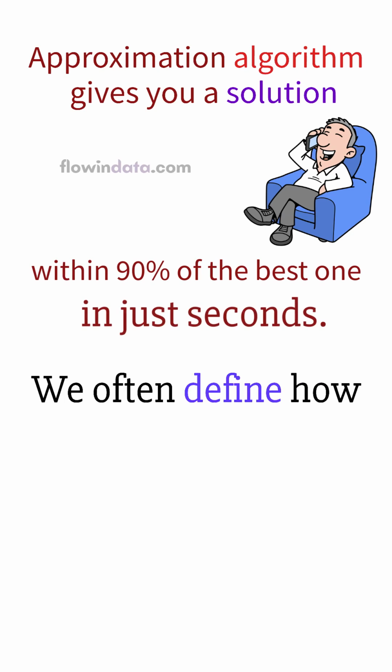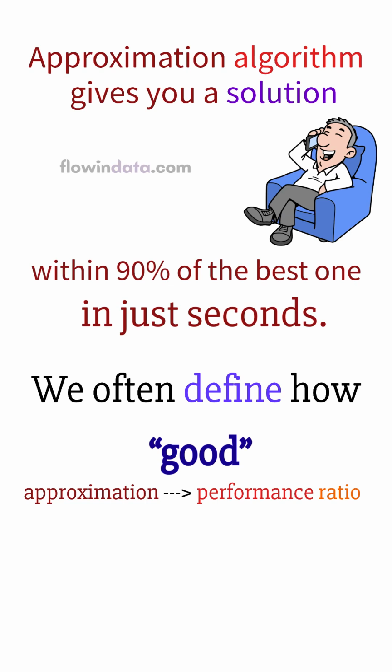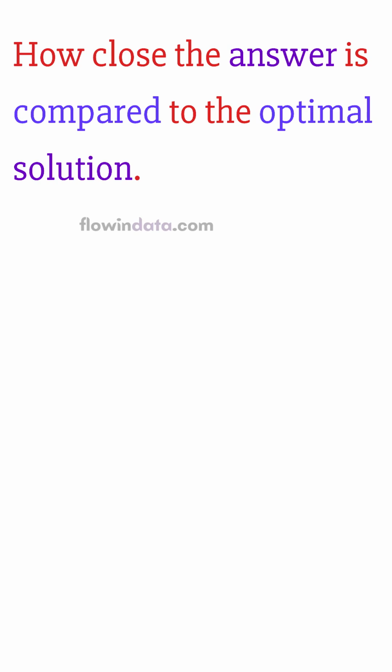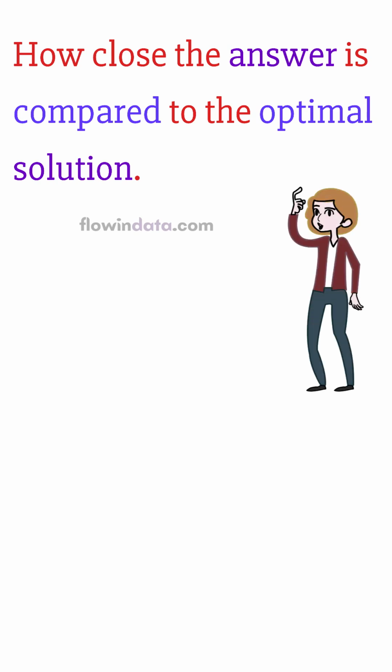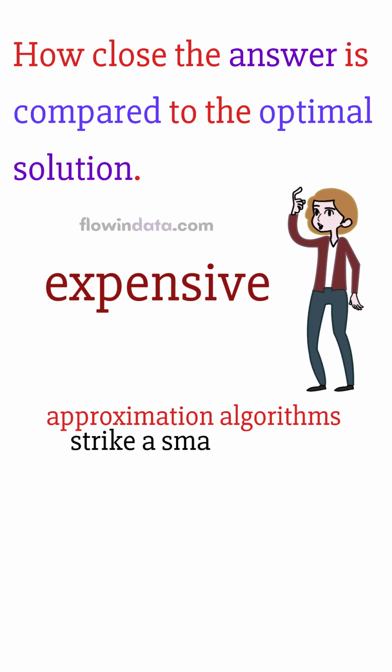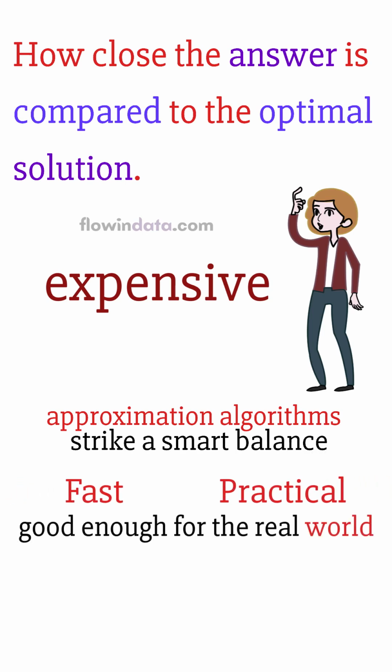We often define how good an approximation is using a performance ratio, how close the answer is compared to the optimal solution. So when perfection is too expensive, approximation algorithms strike a smart balance: fast, practical, and good enough for the real world.